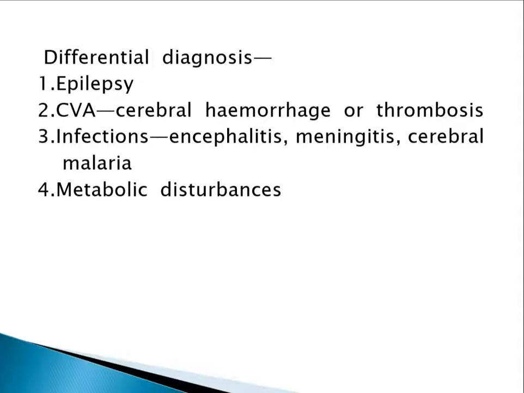Right. Now, what is the differential diagnosis? All the other causes of convulsions in a non-pregnant woman can develop in pregnancy also. So, all these are your differential diagnosis: epilepsy, cerebral hemorrhage, cerebral thrombosis, infections like encephalitis, meningitis, cerebral malaria, then any metabolic disturbances like hypoglycemia. Hypoglycemia can cause convulsions. So all this you have to rule out to differentiate eclampsia.